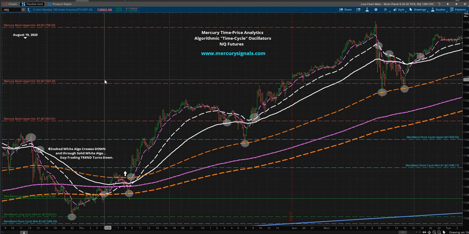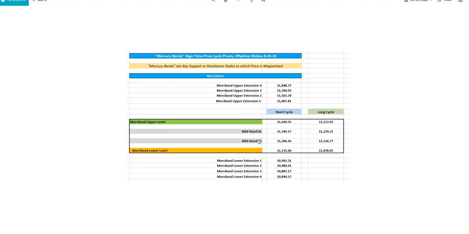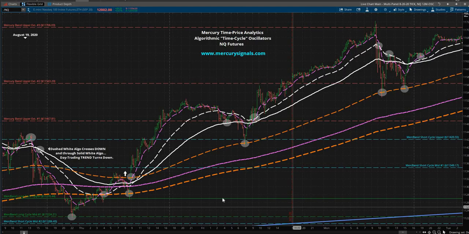Look at it this way. It's hard to predict the weather tomorrow. It's probably harder to do an algorithm for something that moves as wildly as NQ and do it on the weekend before the market opens and have it this accurate. As a matter of fact, these are the Mercury bands that were put out this previous weekend. So we provide this information to our subscribers before the week even opens.